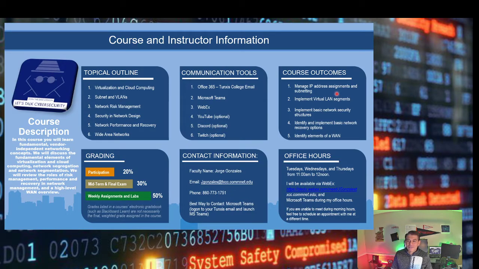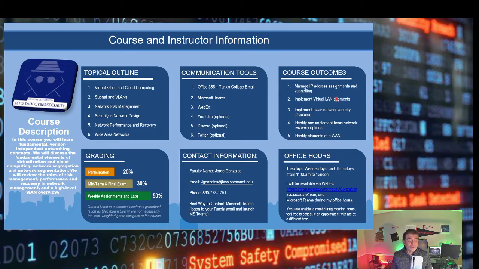The outcomes: once you complete the course, what I am looking for you to know is how to manage IP address assignments and subnetting, implement virtual LAN segments, implement basic network security structures, identify and implement basic network recovery options, and finally identify elements of a wide area network.